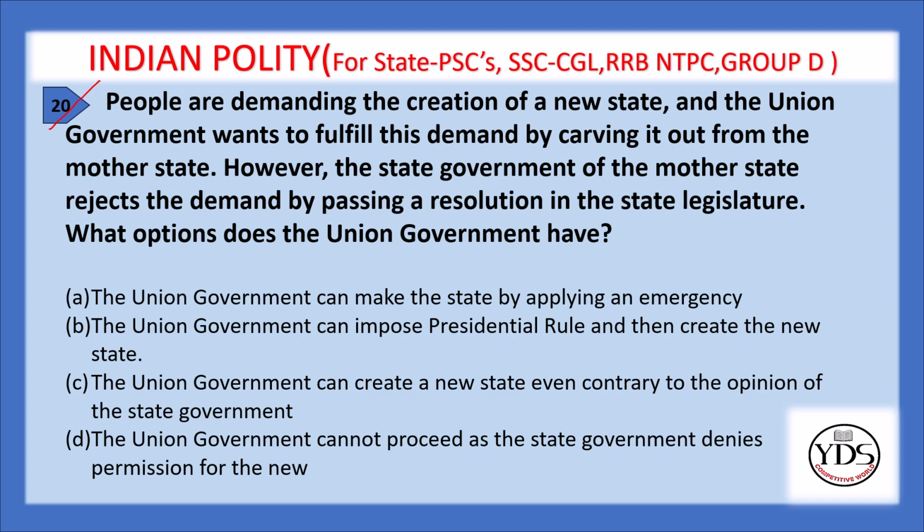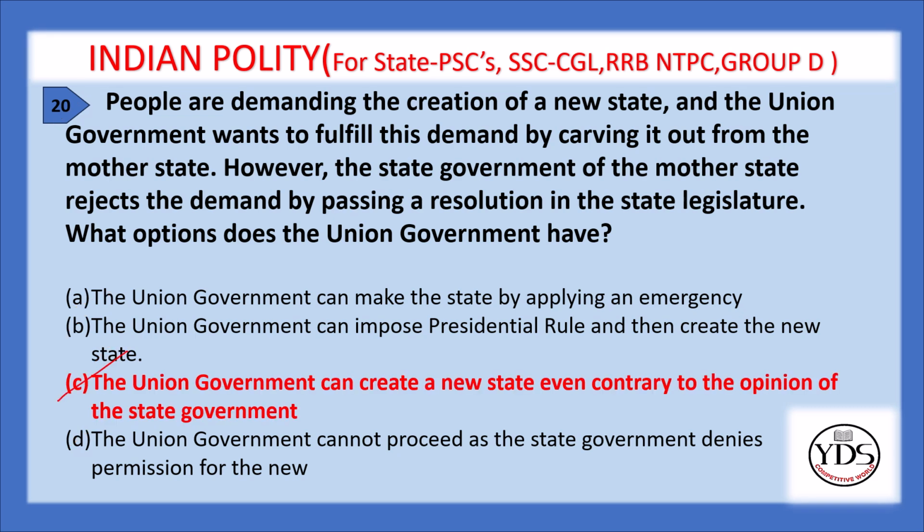Question number 20. People are demanding the creation of a new state, and the union government wants to fulfill this demand by carving it out from the mother state. However, the state government of the mother state rejects the demand by passing a resolution in the state legislature. What option does the union government have? Option A. The union government can make the state by applying an emergency. Option B. The union government can impose a presidential rule and then create the new state. Option C. The union government can create a new state even contrary to the opinion of the state government. Option D. The union government can't proceed as the state government denies permission for the new state. Option C is the correct answer.